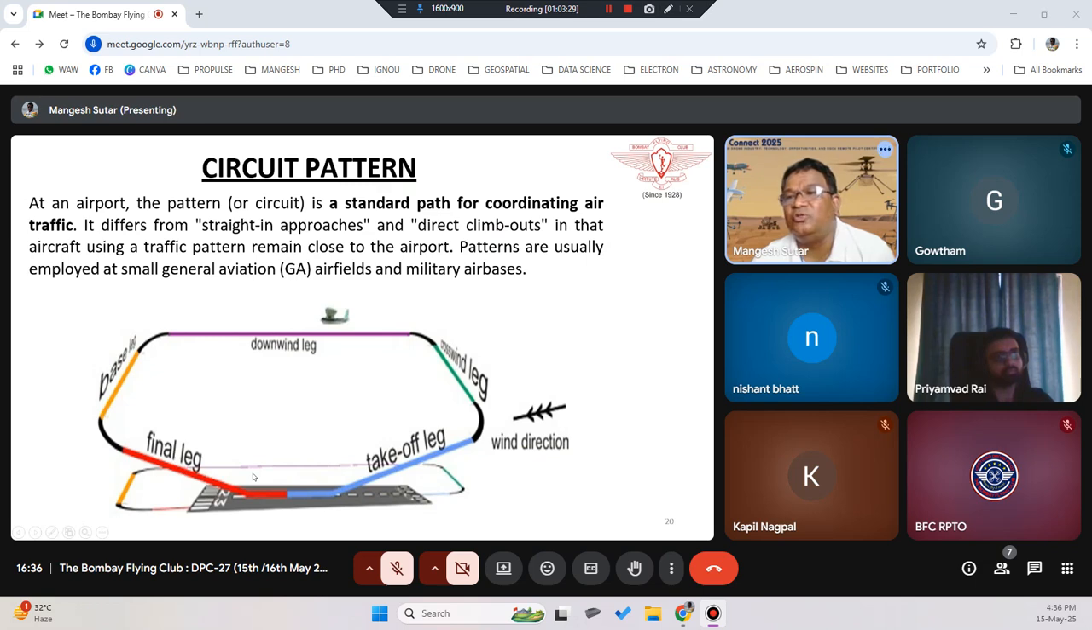Your destination could be Surat, Ahmedabad, Jaipur, Delhi, Kolkata, Chennai or maybe Hyderabad, wherever your destination is. So your takeoff is from Mumbai, and your destination can be anywhere across the globe, depending upon your flight plan. Okay, clear?